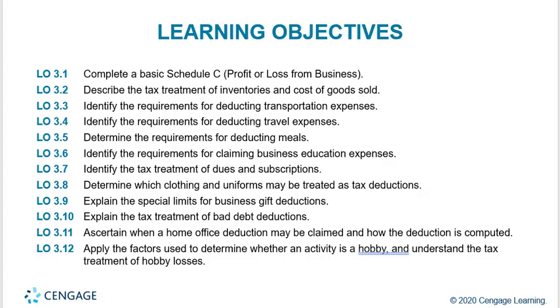And so the learning objectives for this chapter are to complete a basic Schedule C and describe the tax treatment of inventories, transportation expenses, travel expenses, meals, business education expenses, dues and subscriptions, clothing and uniform deductions, explain the special limit for business gift deductions, bad debt deductions, ascertain when a home office deduction may be claimed and how the deduction is computed, and apply the factors used to determine whether an activity is a hobby and understand the tax treatment of hobby losses.